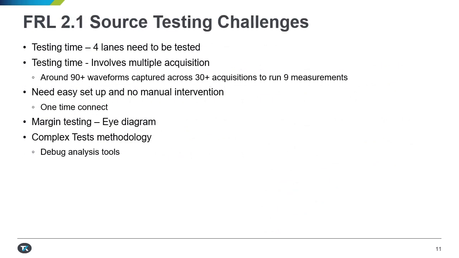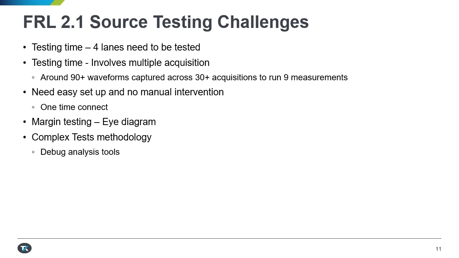FRL source testing challenges. The maximum data rate goes up to 12 Gbps. Existing test equipment may not be sufficient and needs 23 GHz or higher bandwidth scope and suitable probes. The 2.0 fixture cannot be used for 2.1 testing, hence new setup HDMI 2.1 fixtures are required. It requires new cable emulation for TX testing.